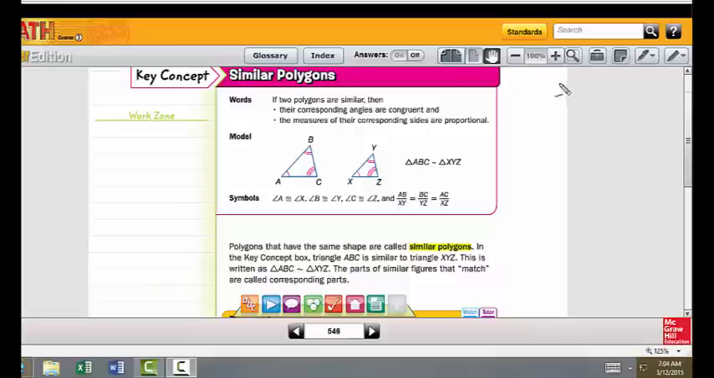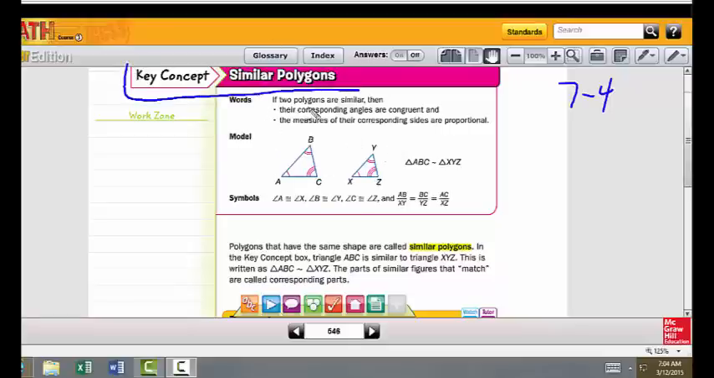Here are your examples for 7-4. 7-4 is properties of similar polygons. So we're going to talk about similar polygons and the corresponding sides of those polygons. So let's look at the first concept here.